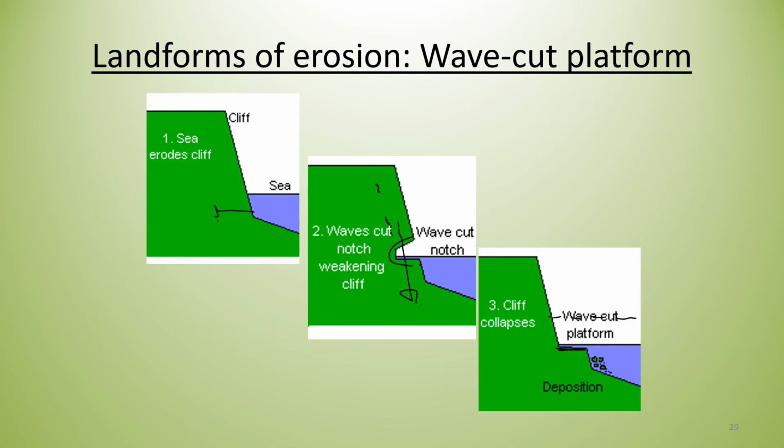At high tide, hydraulic action will attack the base of the cliff, creating that wave-cut notch. The land becomes unsupported. Due to gravity, it collapses. The wave-cut platform then will extend and retreat.